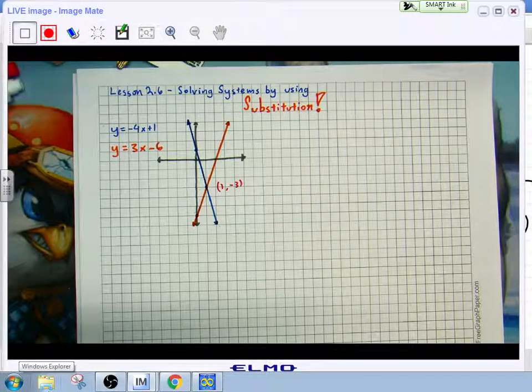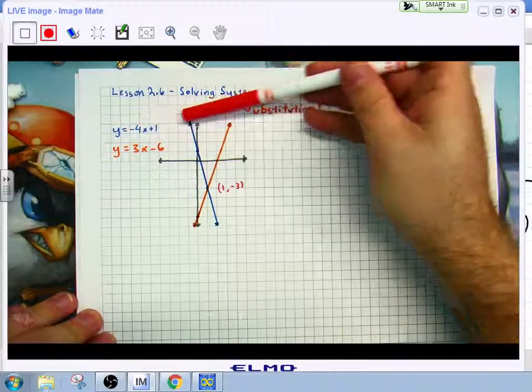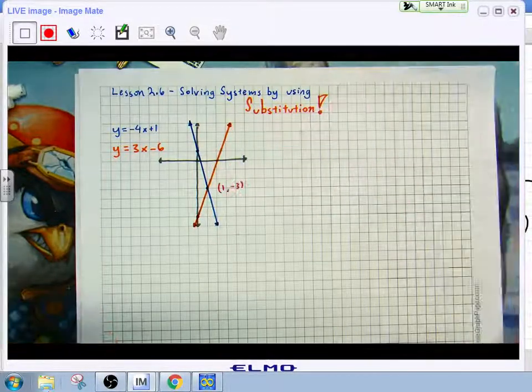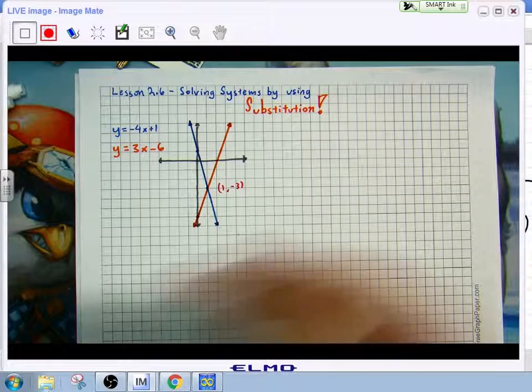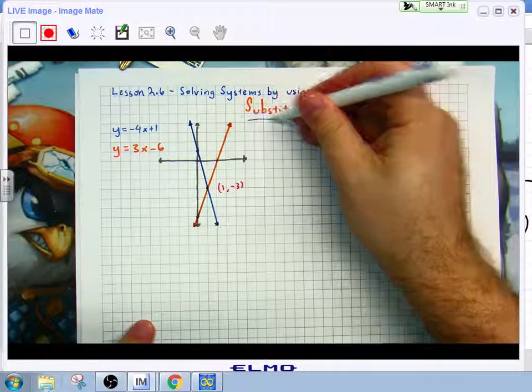Okay, so we know how to solve a system by graphing. This is the example that we did. Here's that first line, it goes down. Here's the second line in orange, it goes up. And we saw that it crossed at (1, -3). But there's another way of being able to do it, and this is by a method called substitution.